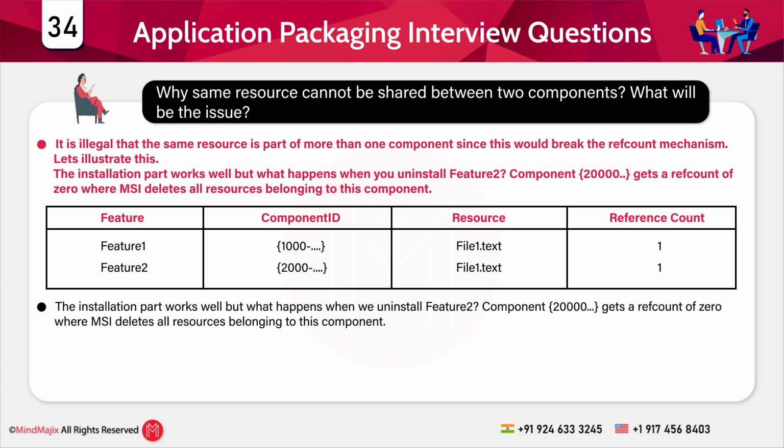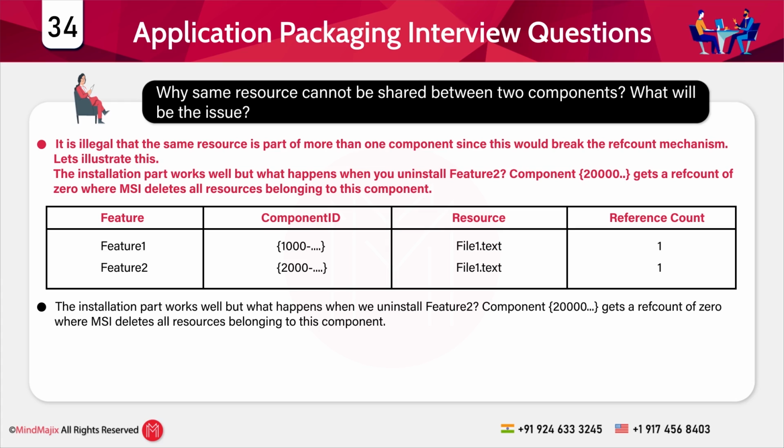So from 1 it will become 0, whereupon MSI will delete all the resources belonging to that component. If the resource is deleted for feature 2, obviously the resource for feature 1 will also be deleted, because both have the same txt. As the reference count is decreased, MSI will delete the resources, and since the resource is the same for both feature 1 and feature 2, the components will get affected. That's the reason we should not have the same resource in two components.